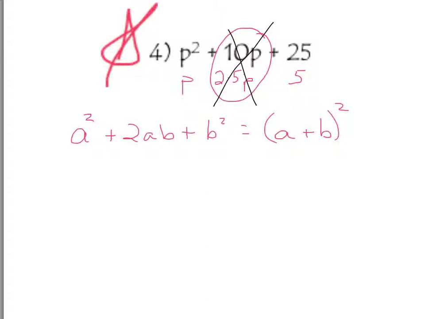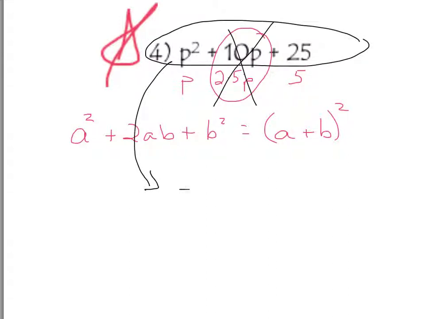So all we have to do is write down the answer, which is that this equals, and then you add the roots, just like that. Don't square anything yet. Put the parentheses and then square the whole thing. And that's all there is to that.